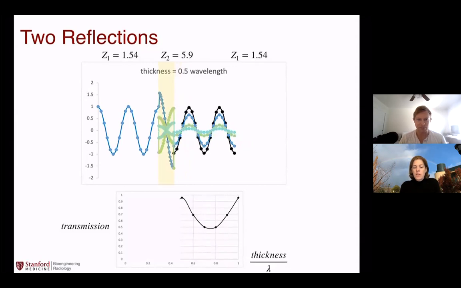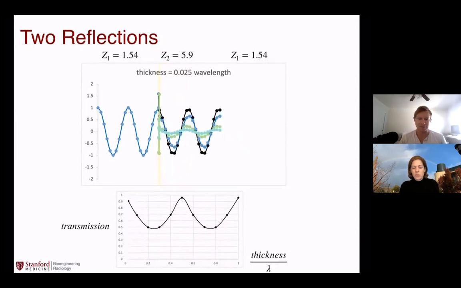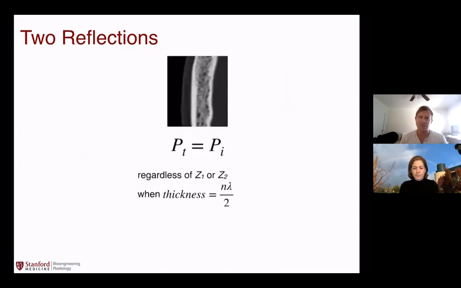And what we're going to see is that when it was half a wavelength, we got the same result. All that pressure comes straight through. And now it's going to decrease again. And then as we go towards zero thickness, it's going to come back up again. So the key here is wavelength over 4.